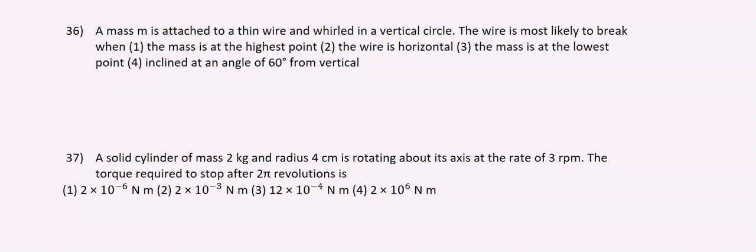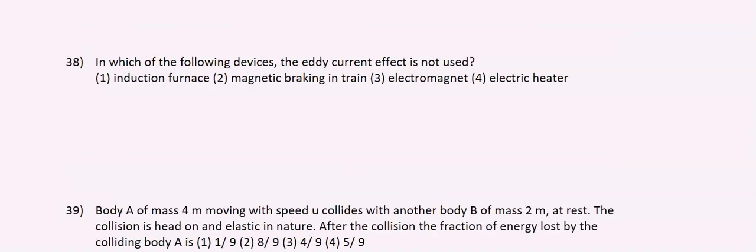Now going to the 38th question. In which of the following devices the eddy current effect is not used? Induction furnace, magnetic braking in train, electromagnet, electric heater. You can see that eddy current is used in induction furnace, magnetic braking and electromagnet, whereas electric heater is different, it's the odd man out. So option 4 is correct.